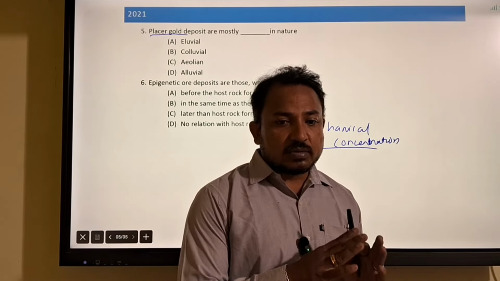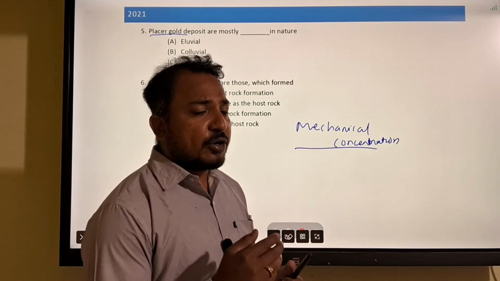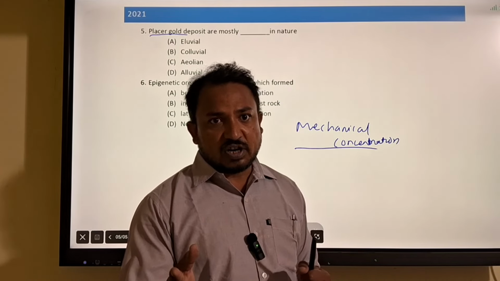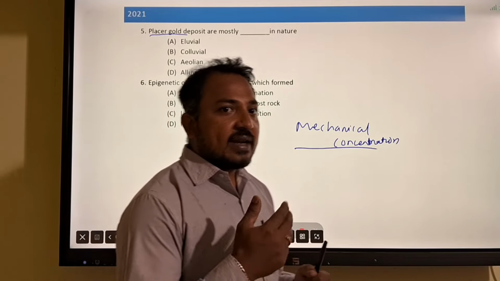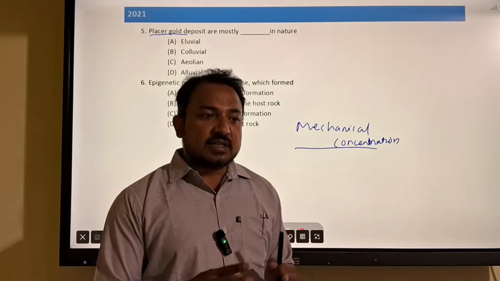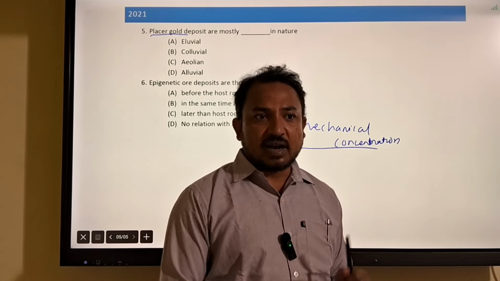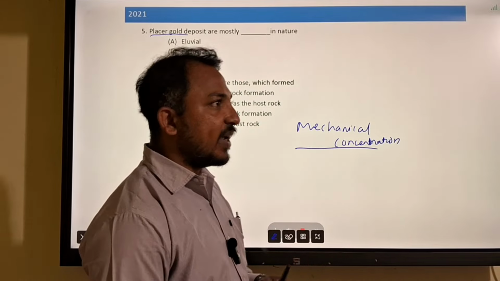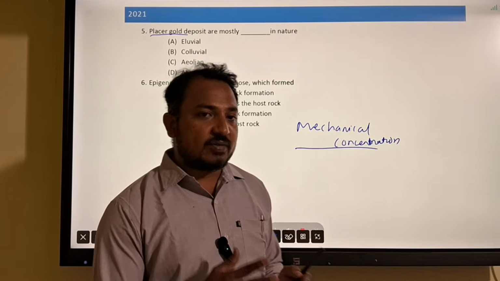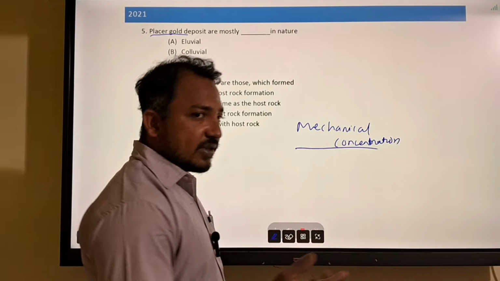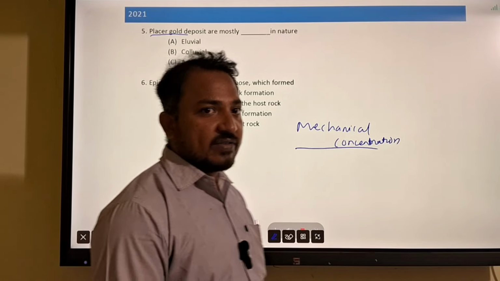When water is flowing or wind is flowing, according to their energy, they will transport or displace sediments. When the energy of the transporting agent decreases, it is only able to transport the lighter ones, and the heavier ones will get settled at some places. That is called mechanical concentration. It is simply the separation of the heavy from the lighter one. Any deposition that occurs because of the mechanical concentration process is called a placer deposit.